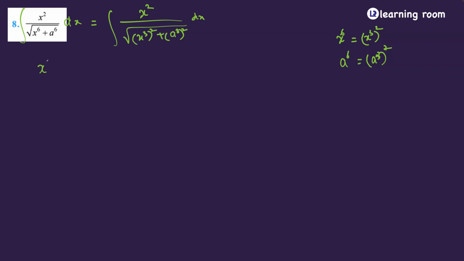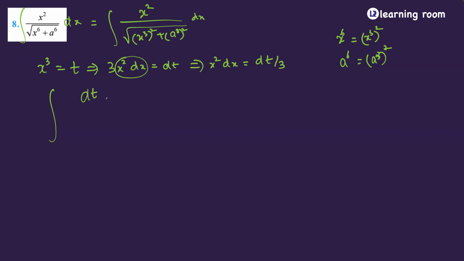So x cube is going to be equal to how much? If you take x cube as t, that implies 3x square dx is equal to dt. So x square dx is equal to dt by 3. Right? Integral of dt by 3 divided by root of t square plus a cube the whole square. So 1 by root of x square plus a square, what is the formula? Log of x plus, what is x here? X is t plus root of x square plus a square.